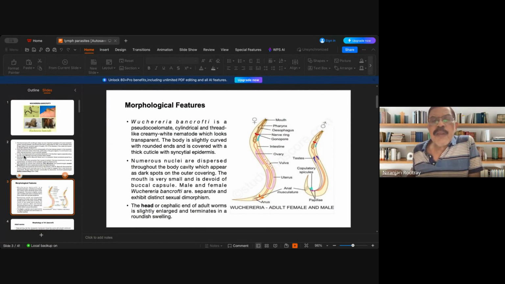The mouth is very small and is devoid of a buccal capsule, as you have seen in Ancylostoma duodenale. Male and female Bancrofti are separate and exhibit distinct sexual dimorphism. Simply by observing, you can bring out the morphological and anatomical differences between the male and the female Wuchereria bancrofti. The cephalic end, which is also called the head end of the adult worms, is slightly enlarged and terminates in a roundish swelling.